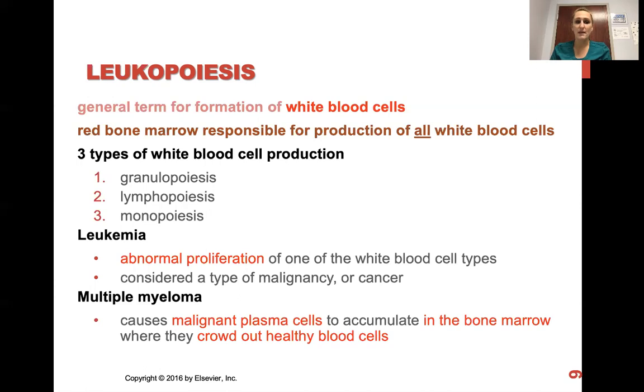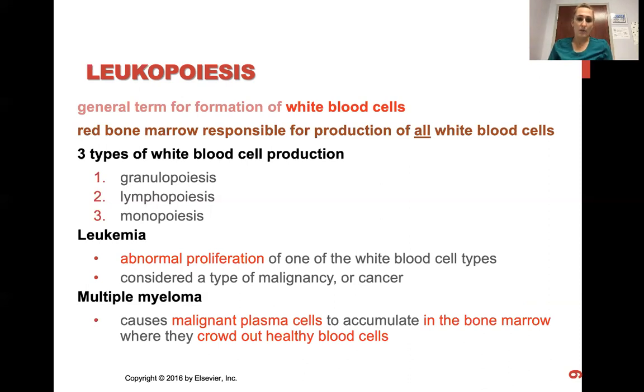The term leukemia means abnormal proliferation of one of the white blood cell types. It's considered a type of malignancy or cancer. What happens is when there's a cancer, it's usually a hyperactivity or a hyperplastic activity of the body, taking a certain type of cell and changing it so that it's malfunctioning, and then it hyper replicates and makes a whole bunch more so that it overtakes the good cells. That's kind of cancer 101 right there.